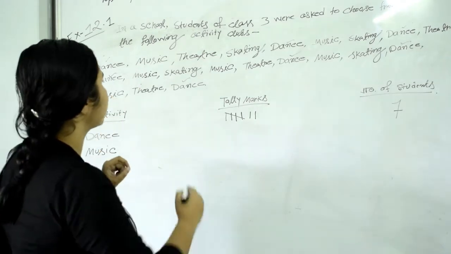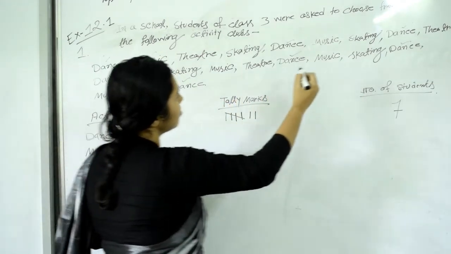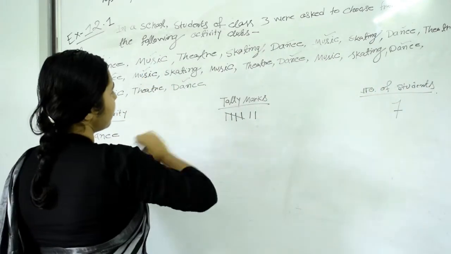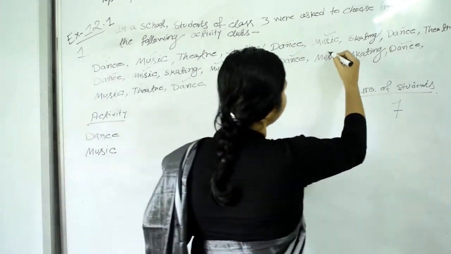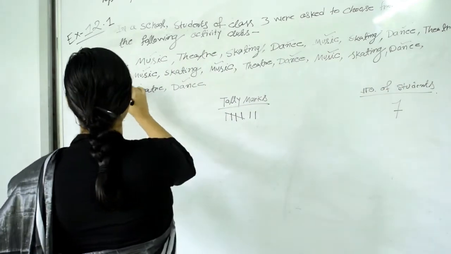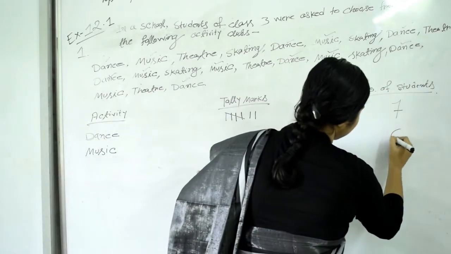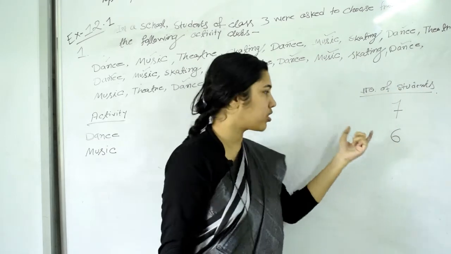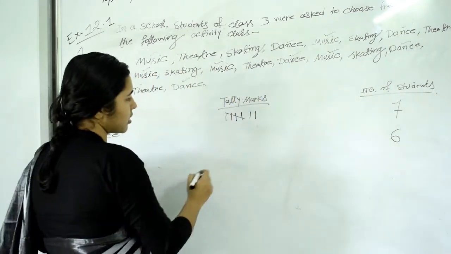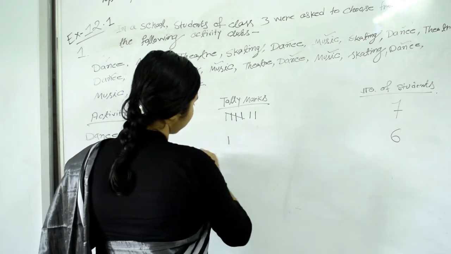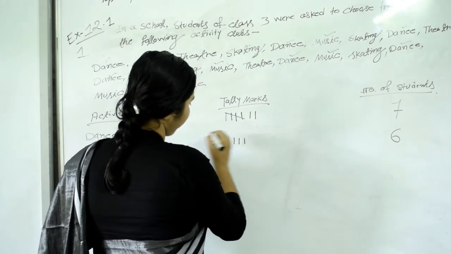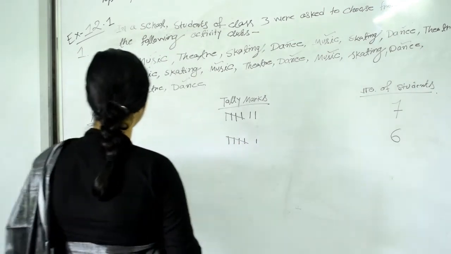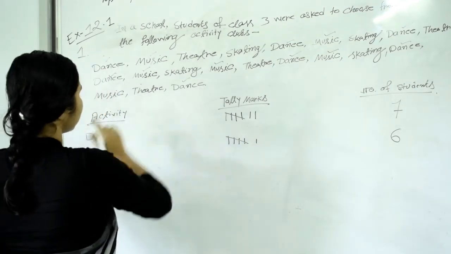Next, music. Again count music. 1, 2, 3, 4, 5, 6. So write here number 6 in the column of number of students and represent this number 6 by tally marks as 1, 2, 3, 4, 5, 6, which is 5 plus 1.